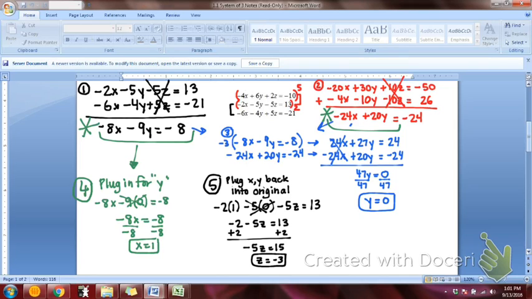Ordered pair. Ordered pair, but now we have three numbers, so it's really called an ordered triple. So we'll write them in X, Y, Z order. So 1, 0, negative 3, excuse me.